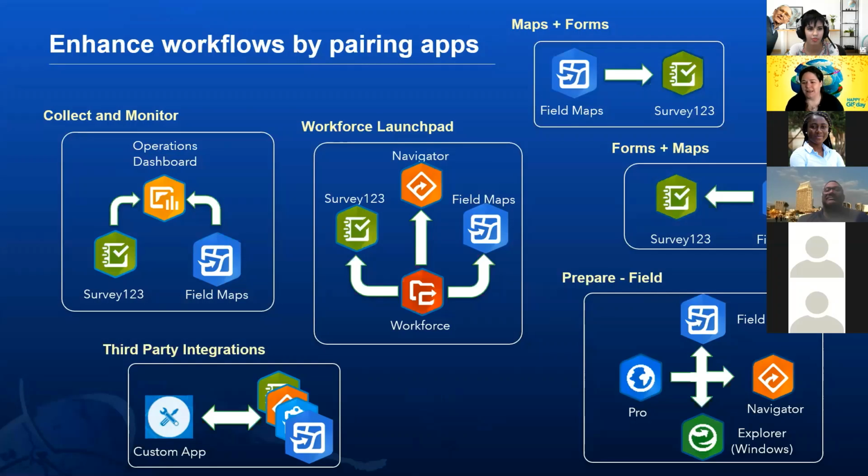You can collect data in Survey123 or Field Maps and see that back in the office on an Operations Dashboard. Or you can plan those activities through Workforce and then have those field activities be performed. You can navigate to them, or you can collect data in Survey123 or Field Maps. You can use both maps and forms in Survey123 and Field Maps. There's lots of ways of going about doing this, including creating a custom application like we were seeing in the previous presentation, so using App Studio, or even starting from scratch and creating your own custom coded application that interacts with the field suite. So there's a lot of ways that you can enhance your workflows by using more than one app.